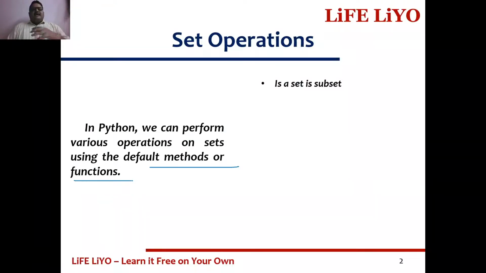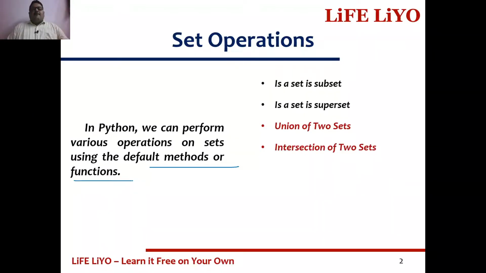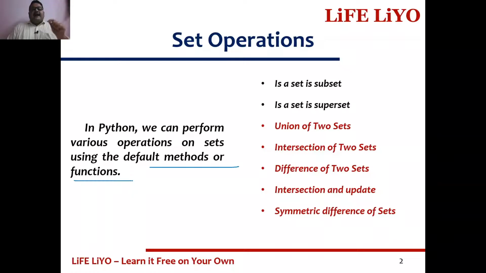One is we can check whether a set is a subset or not, and whether a set is a superset or not. We can take the union of two sets, perform the intersection of two sets, and find the difference of two sets. We can find the intersection and update the result to the set. We can find the symmetric difference of the sets, and at the last we can find the symmetric difference as well as the update. Let us check each and everything with an example.